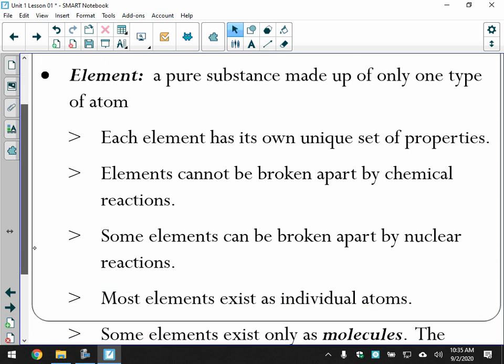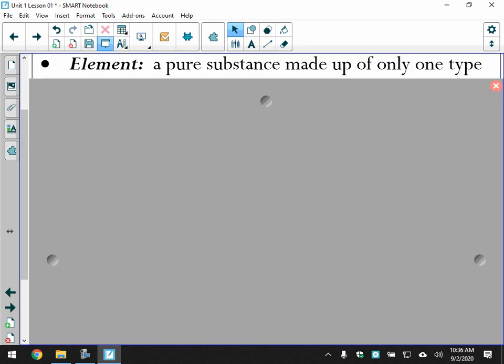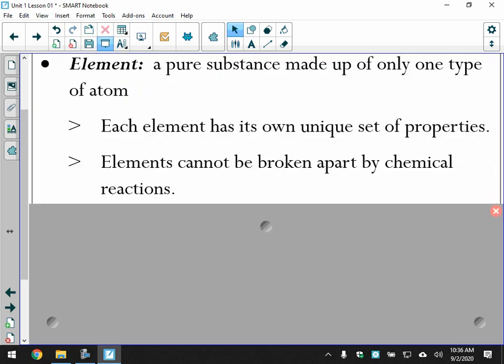Let us do this. We're going to copy down the element part here. A pure substance is made up of only one type of atom. Each element has its own unique set of properties. And we'll stop here right now, but elements cannot be broken down or broken apart by chemical reactions.